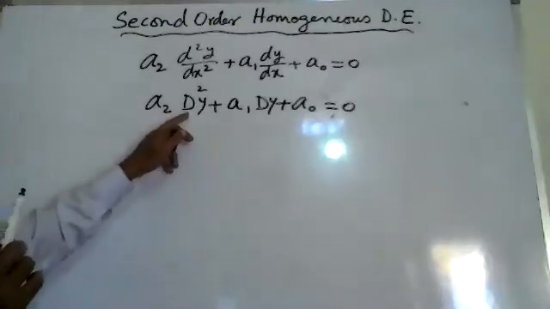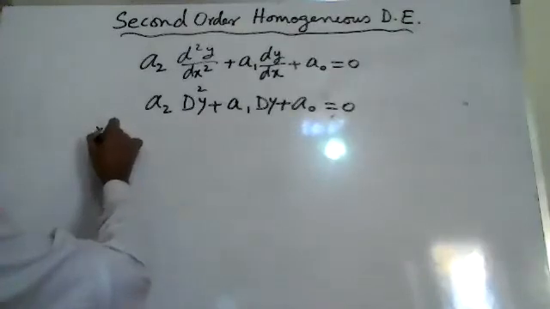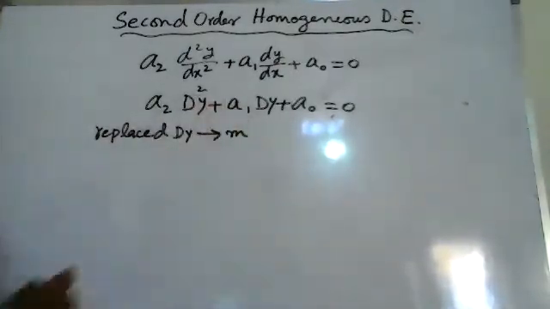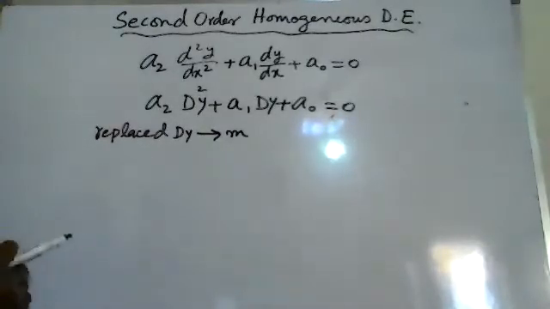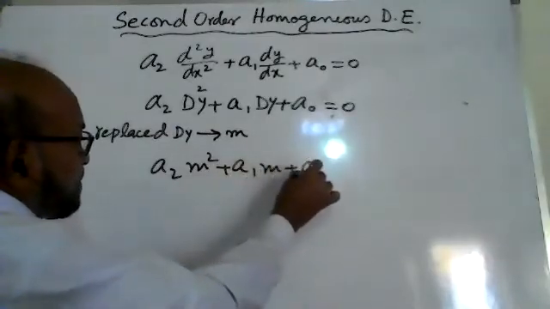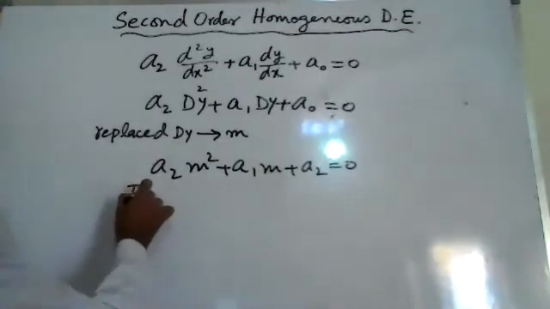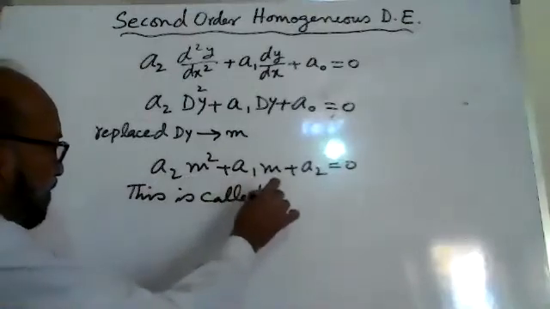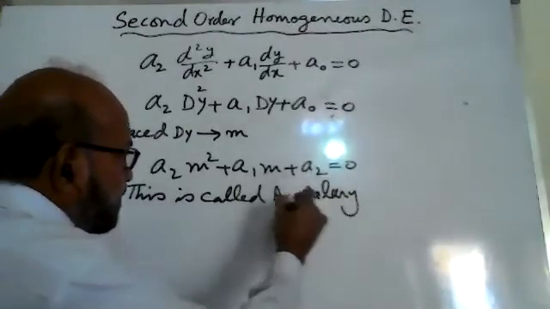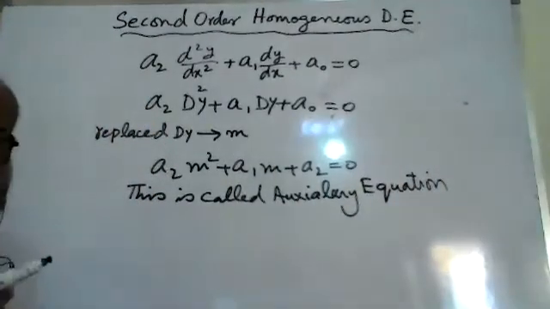Now the derivative operator D will be changed into M. D is replaced by M, and when we replace it by M, it will become A2 M square plus A1 M plus A naught. This is called the auxiliary equation.